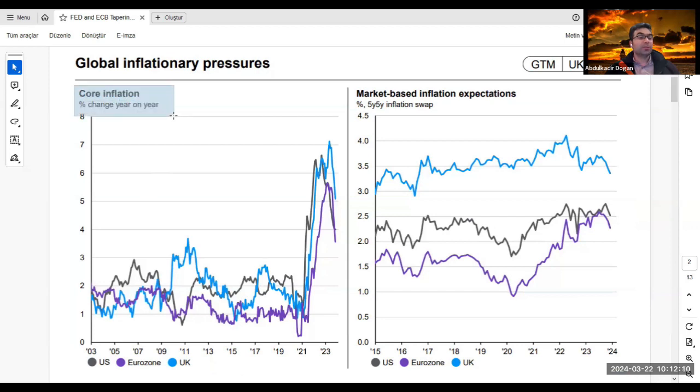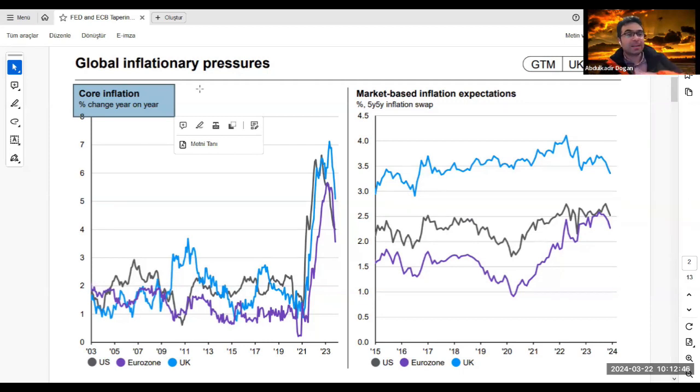What do we mean by core inflation? While we are calculating the inflation rate in an economy, we build up a basket. In the UK, it is approximately 300, and in Turkey, approximately 350 goods and services in the basket. And while calculating inflation, we include all these items in the basket.